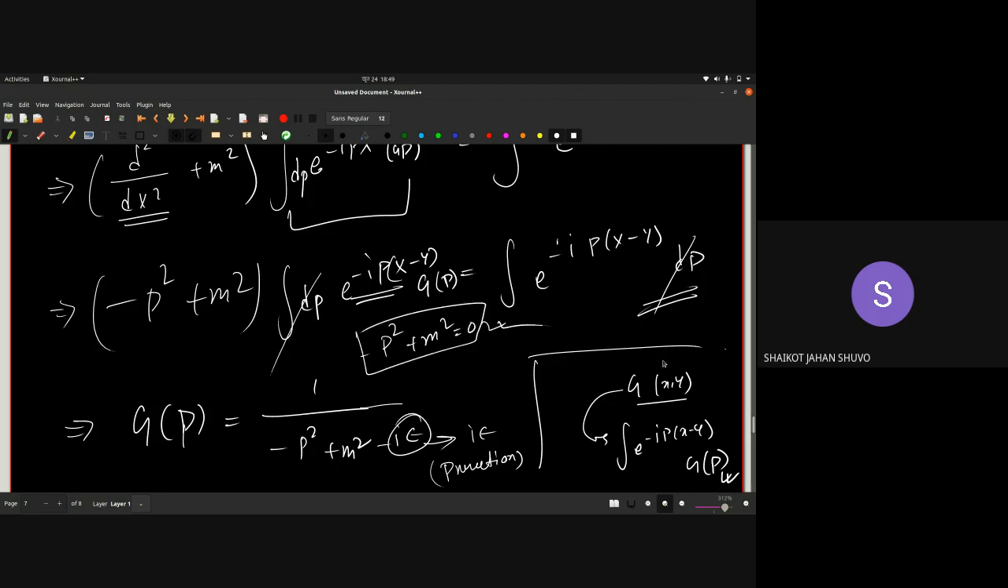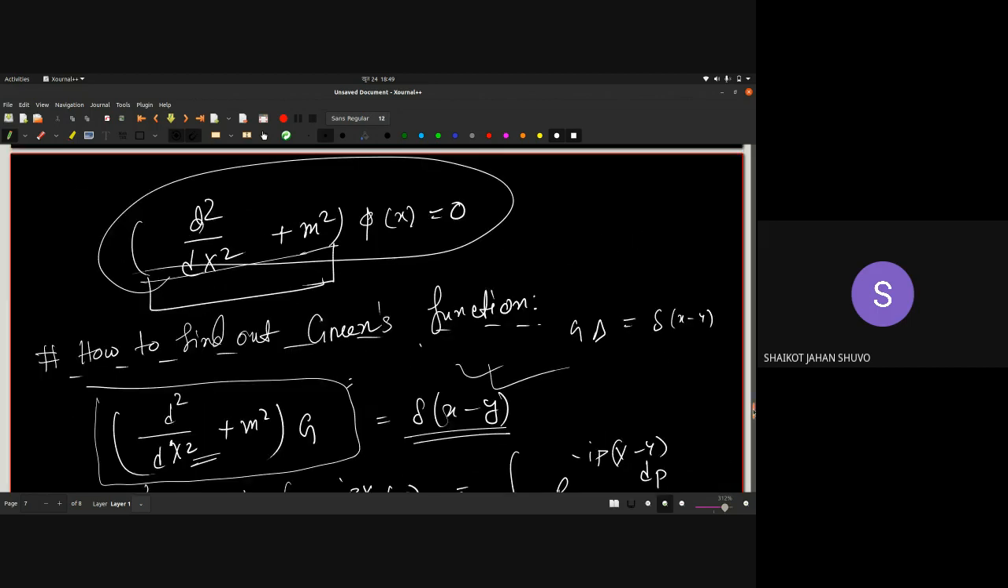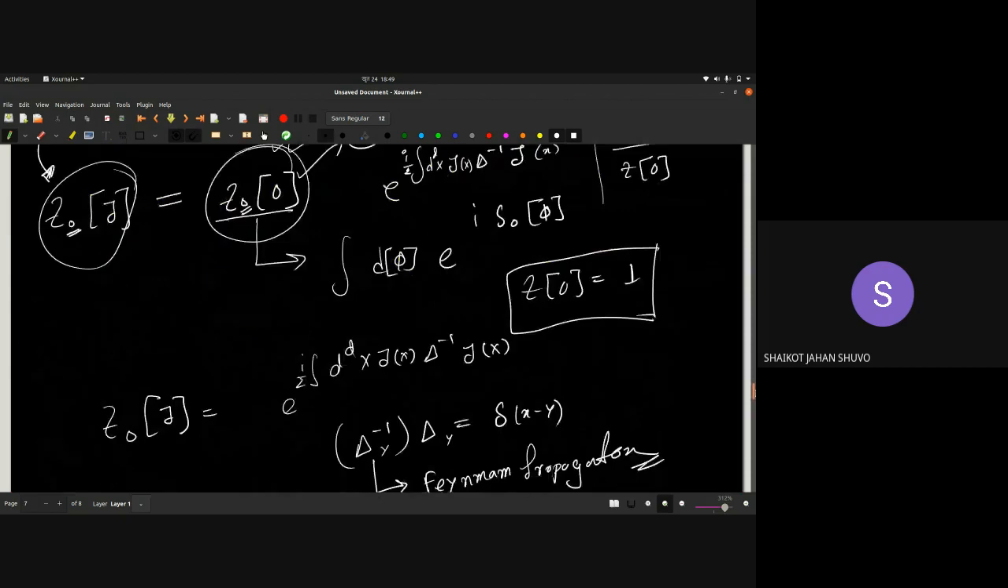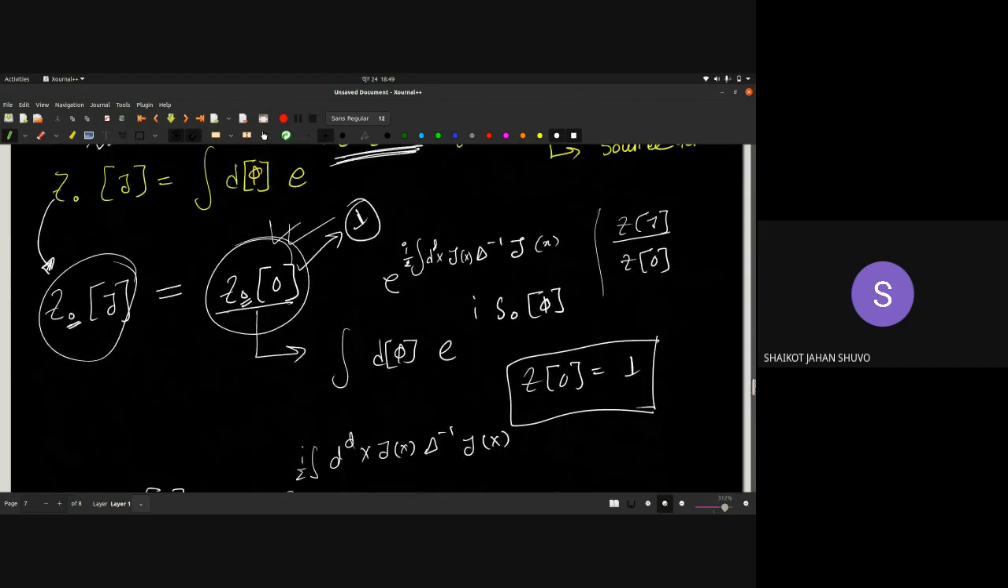So that's how you find out the propagator, or so to say the Green's function. And once you find that out, you can take this generating functional. Let me write down that again. So now you have your propagators for free field theories.